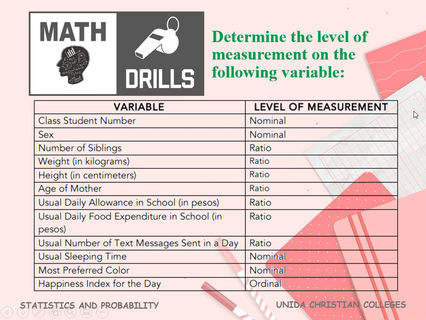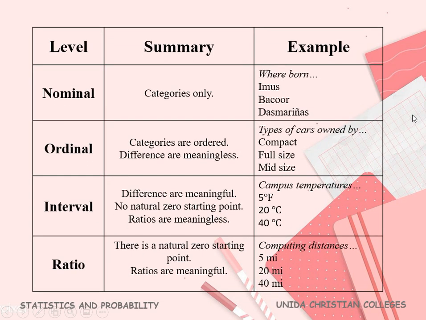Okay? Next, let's have the summary of the level of measurement. Again, we have 4 levels. We have nominal, ordinal, interval, and ratio. So again, in nominal, we just categorize the given attributes or characteristics. Same with ordinal, but in ordinal, categories are in order or we have ranking. Okay? In interval naman and ratio, interval po, no zero starting point. Si zero po sa kanya ay may value or may meaning. However, in ratio naman, ang starting point niya ay 0 and then wala pong value or meaning sa kanya si 0.